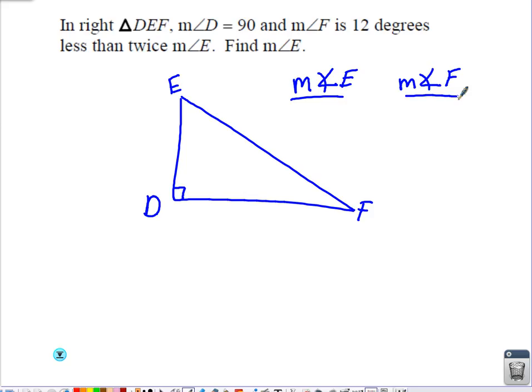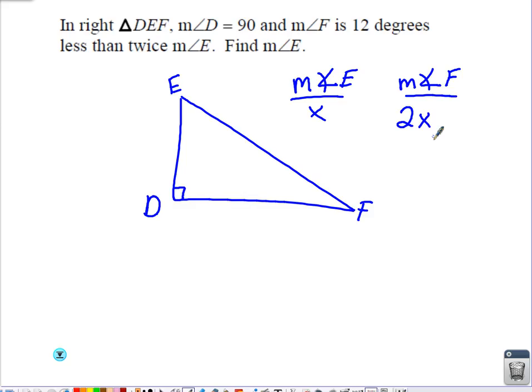The measure of angle F is 12 degrees less than twice the measure of angle E. We don't know what the measure of angle E is, right? We call it x. But let's relate those two angles. Let's use that measure of angle E to write a sentence explaining how big F is. 12 degrees less than twice the size of E. Riley, what if I just said the measure of angle F is twice the measure of angle E? What does that twice mean? Yeah, 2 times bigger.